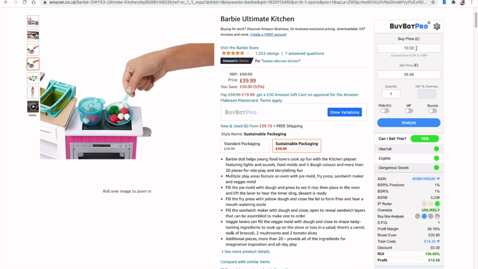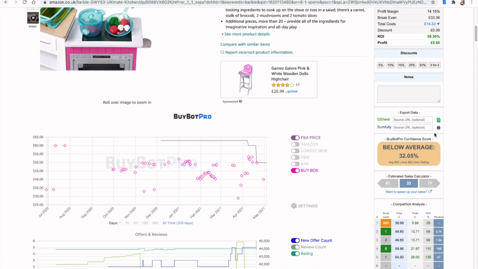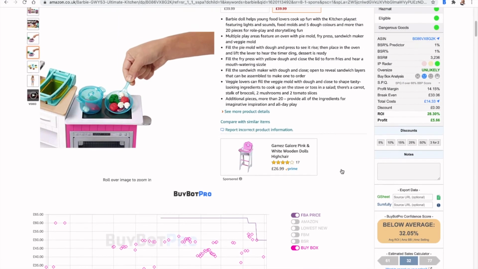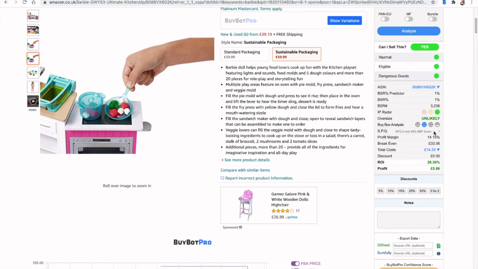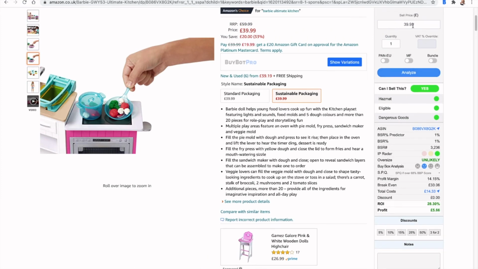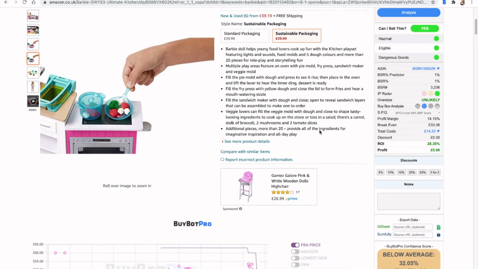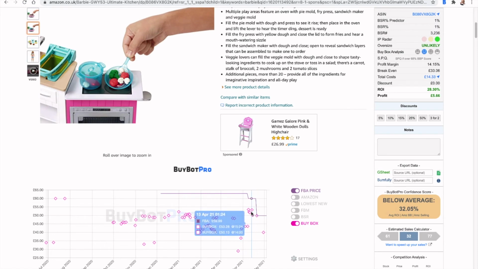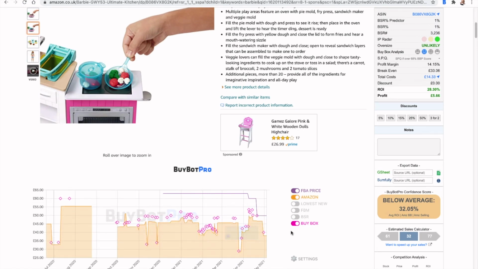Now, if however I was only able to buy this at say £20, then I'd analyse that, and you can see BuyBotPro is now saying it's really not sure that's a good deal. It's a below average deal because now you've got a lot less profit in it. You're still at a stage where you've got $39.99 as a sell price. So let's put Amazon back on and have a look at what they're selling it at. They're around £40-ish, something like £48, £45, around there.